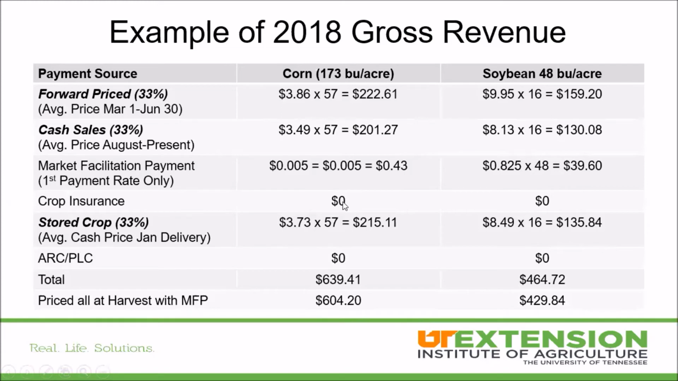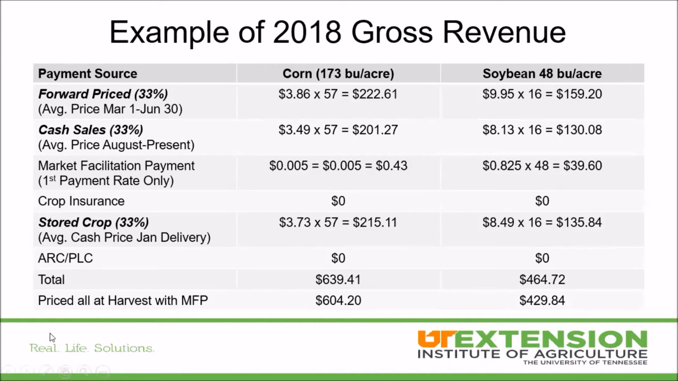Crop insurance is going to be a farm-specific source of revenue. I didn't put anything in here. I don't think we're going to see a lot of indemnities triggered just because of where our yields are projected to end up being. And then the other one I threw in here is pricing 1/3 of the crop, just straight storage. What I looked at was the average of the January delivery period.